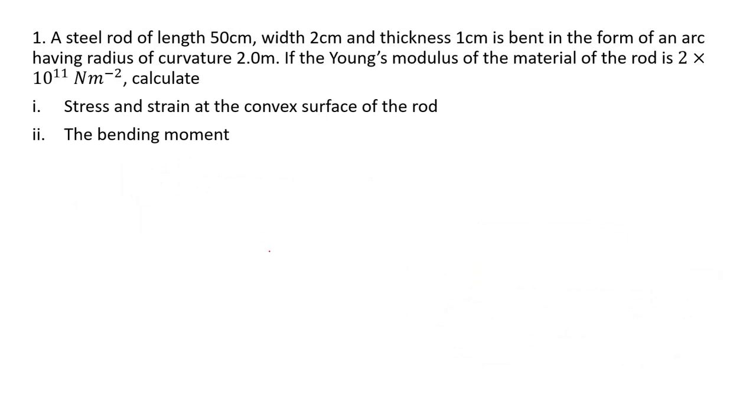A steel rod of length 50 cm, width 2 cm and thickness 1 cm is bent into the form of an arc having radius of curvature 2 meter. If the Young's modulus of the material of the rod is 2 into 10 to the power 11 Newton per meter square, calculate the stress and strain at the convex surface of the rod and also the bending moment.